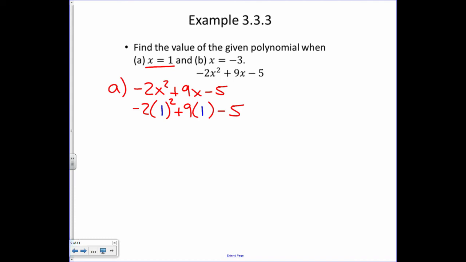Exponents before multiplication. And so 1 squared is 1, so we get negative 2 times 1 plus 9 times 1 minus 5. And so that's negative 2 plus 9 minus 5, which should give you positive 2.